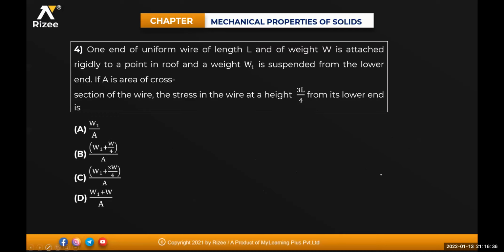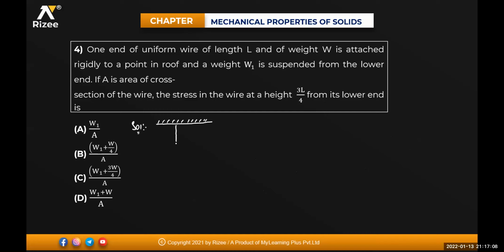Sure, next. This one is also one of the very important models, beta. One end of a uniform wire of length L and weight W has been attached rigidly to a point in the roof, and a weight W1 is suspended from the lower end. If capital A is the area of cross section of the wire, the stress in the wire at a height of 3L by 4 from its lower end will be equal to how much? Let me draw the diagram.